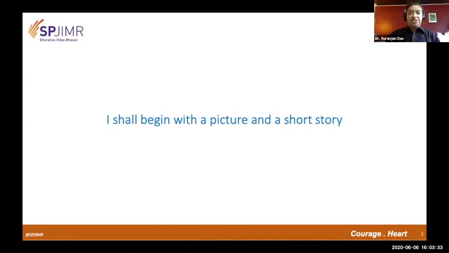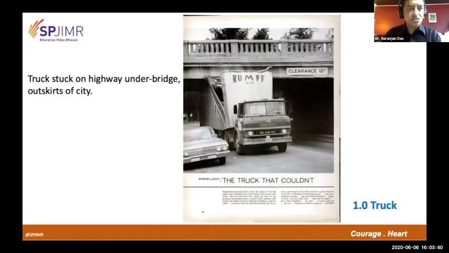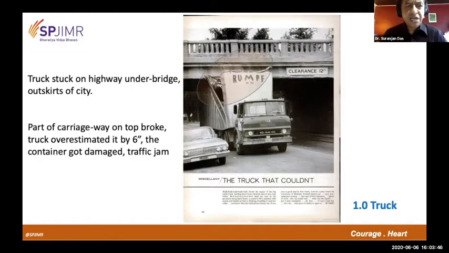I shall begin with a picture and a short story. So there's a truck, and this truck is on a highway. It is stuck on the outskirts of the city under a bridge. Part of the carriageway on top has broken. The truck has overestimated by 6 inches. The container got damaged, and there's a traffic jam. Who will you first call for help?